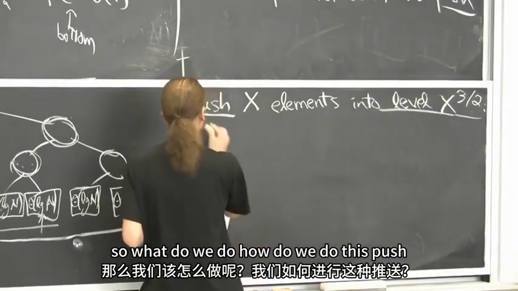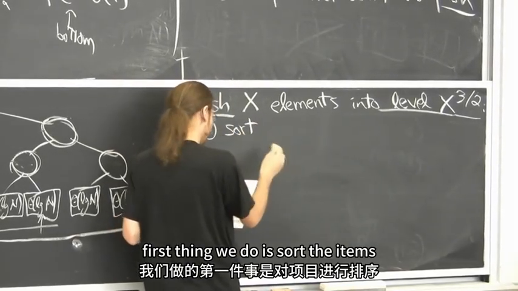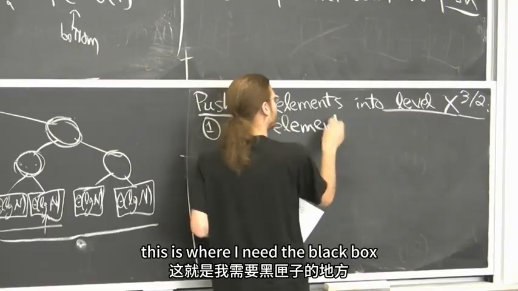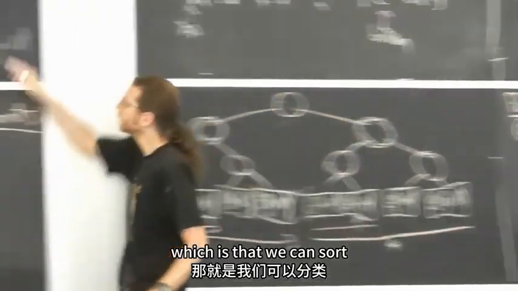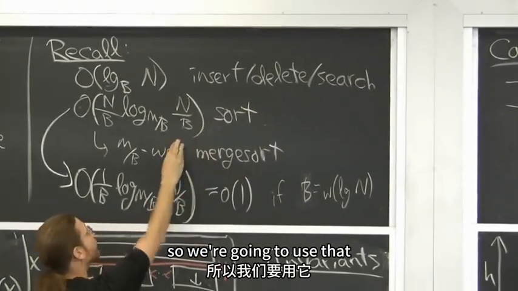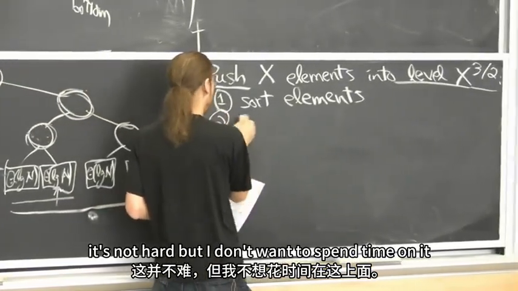Cool. So what do we do? How do we do this push? First thing we do is sort the items. Those X items. This is where I need the black box, which is that we can sort in n over b, log base m over b, n over b, cache obliviously. So we're going to use that here. It's not hard, but I don't want to spend time on it.